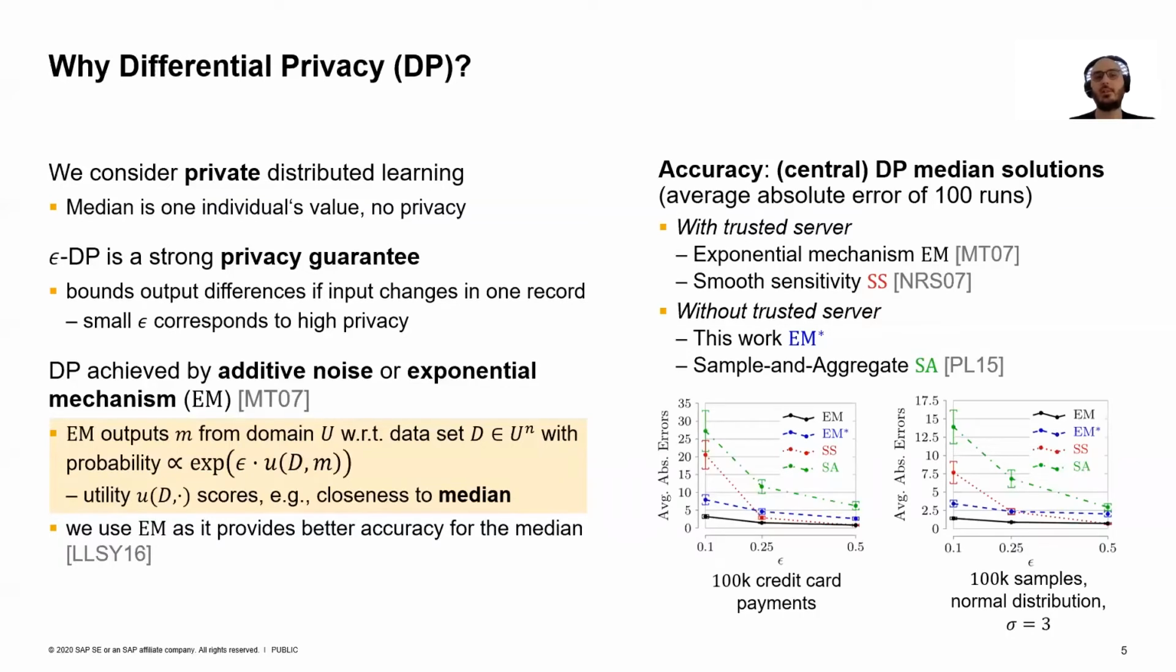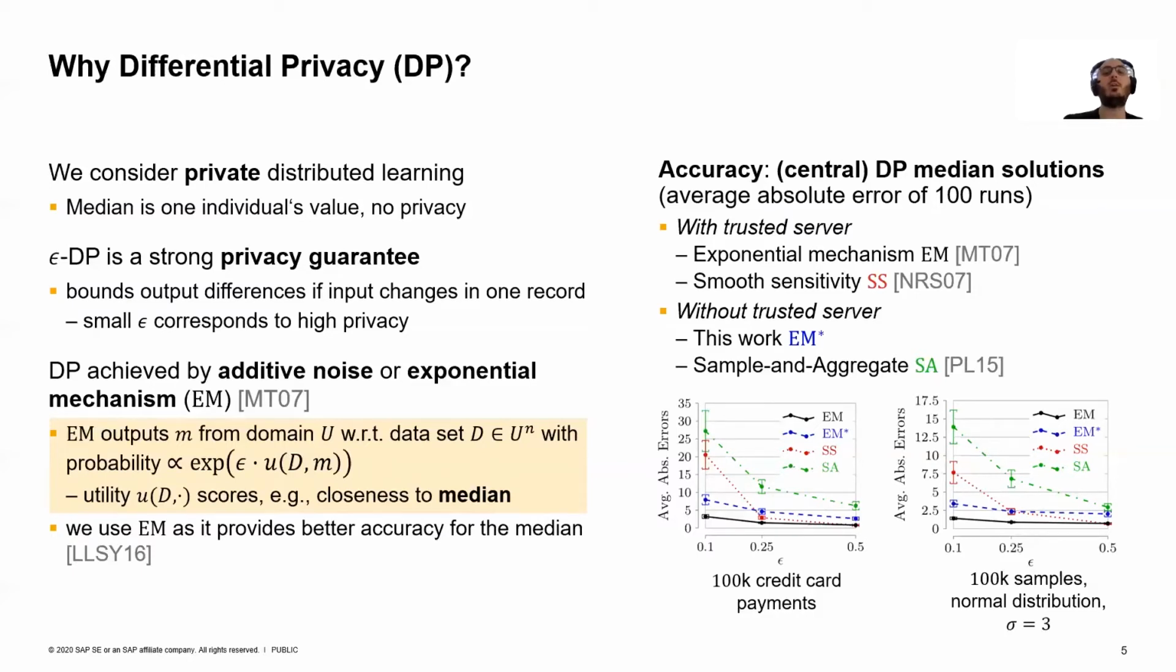We evaluated the accuracy for different solutions of the differential private median computation and present an average absolute error of 100 rounds for those. There are solutions that can be computed with a trusted server. The exponential mechanism, here highlighted as a black curve, has the best accuracy. Smooth sensitivity also has great accuracy for a larger epsilon.